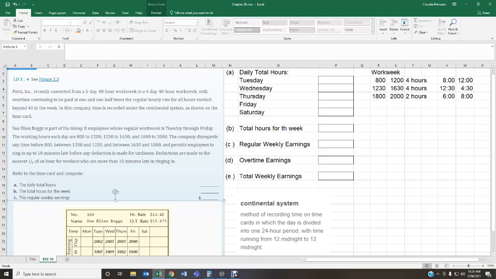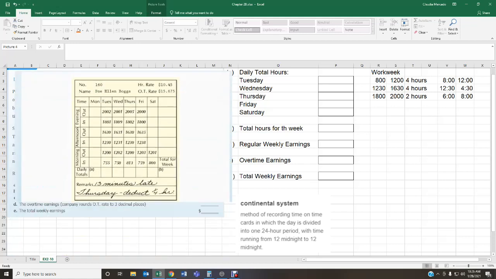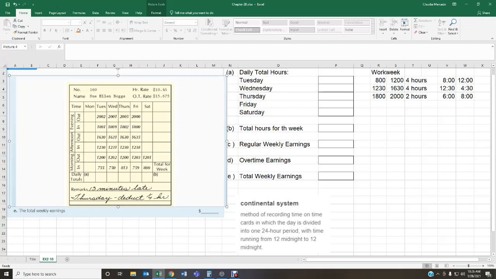Between 12 and 12:30, and between 16:30 and 18. So if you come in a couple of minutes late, they're not going to pay you for it, okay? You should be clocking in at 8, okay? So we're going to assume that that employee clocked in at 8. They worked till 12, okay? So what I did over here is I got my work week, okay?